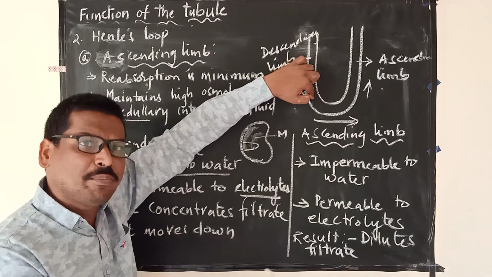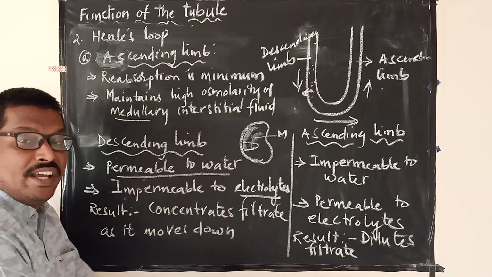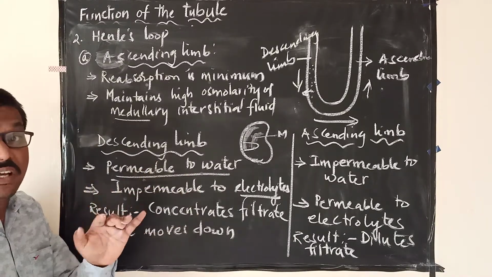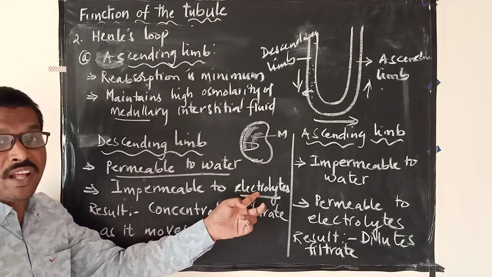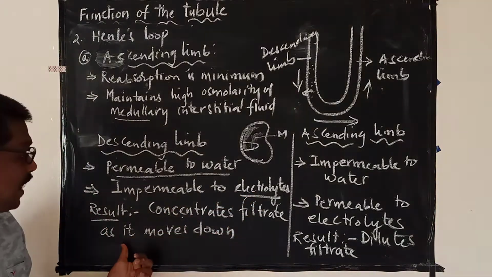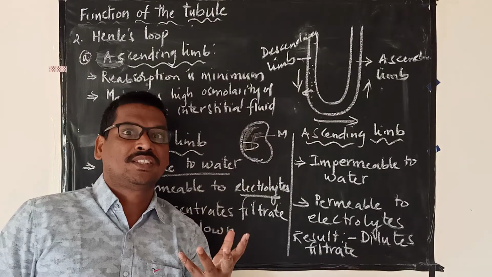Why is there less water? Because it is reabsorbed. The limb is permeable to water, so it can reabsorb the water, okay? It is permeable to water, but not permeable to electrolytes. That's why the filtrate becomes concentrated as it moves down. As the filtrate is moving down, it is becoming more concentrated.